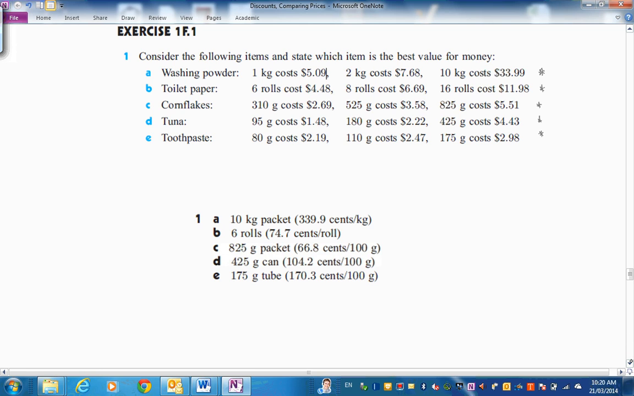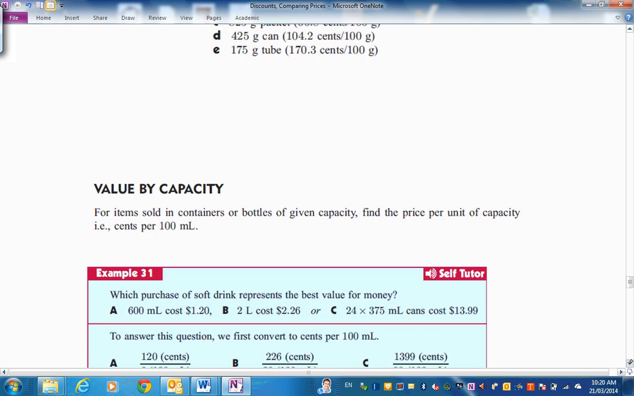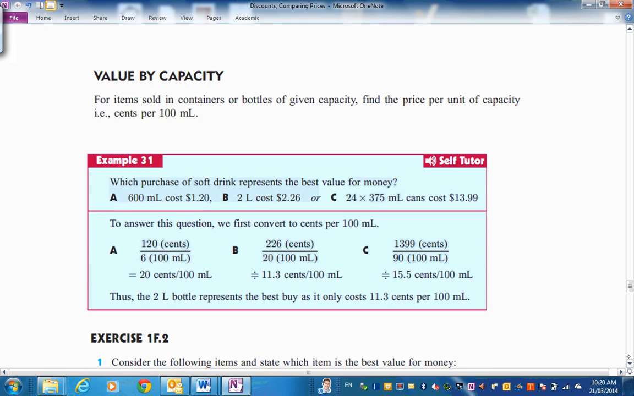Let's go on and look at some volumes of things, value by capacity. Okay, sold in containers or bottles. Find the price per 100 mils, or per litre maybe. 600 mils costs $1.20. 120 cents. Divided by how many hundreds in this? Divided by 100 is 6 lots of 100. So it's 20 cents per 100 mils.